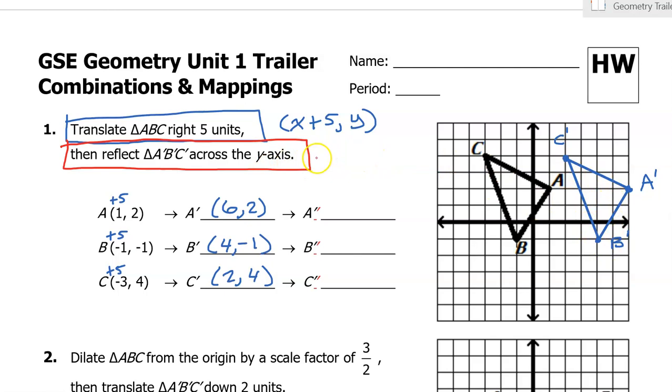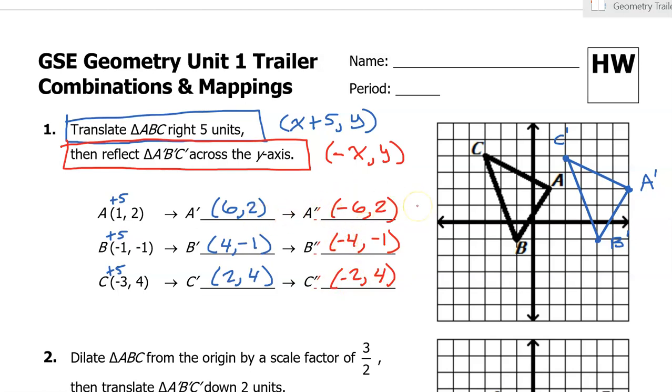So if you do that, the rule for that is a generic point x, y will become the point opposite of x, y. This is the rule for reflecting over the y-axis. So I'm going to use this rule on these points. So the opposite of x would be -6, and then I keep the y. The opposite of x would be -4, and I keep the y. The opposite of x would be -2, and I keep the y.